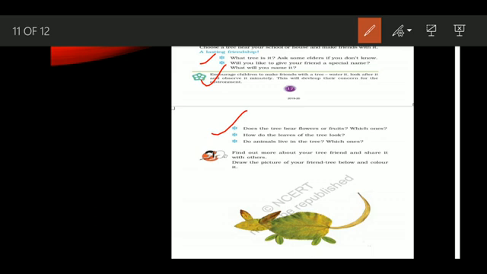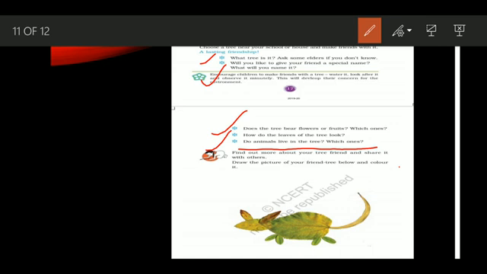Okay. The next one is, how do the leaves of the tree look? They may look small, big, or very broad. You have to write their different types, shapes and sizes. Next, do animals live in the tree? Just look at the tree. You will be able to find a large number of animals or birds living on the tree. You have to write their names. Okay. Find out more about your tree friends and share it with them.